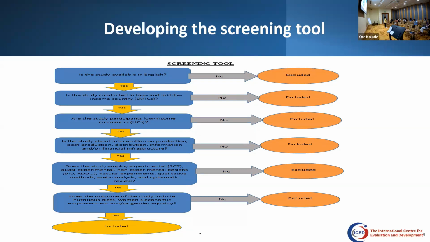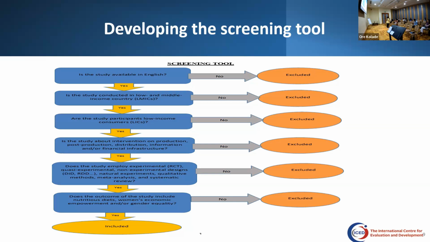So can anyone tell me what the intervention here is? On a study like infrastructure's impacts on nutritious diets, women economic empowerment, and gender equality. What's the intervention here? Infrastructure. So you see in my title, I already have my intervention in there. And then the outcome is what?